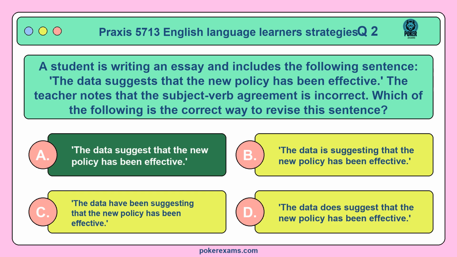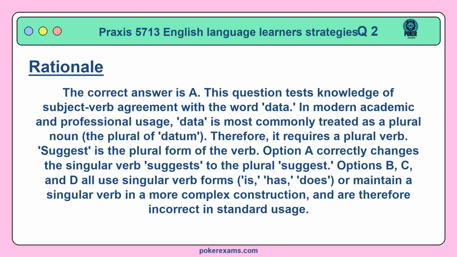The correct answer is A. This question tests knowledge of subject-verb agreement with the word data. In modern academic and professional usage, data is most commonly treated as a plural noun, the plural of datum. Therefore, it requires a plural verb. Suggest is the plural form of the verb. Option A correctly changes the singular verb suggests to the plural suggest. Options B, C, and D all use singular verb forms, is, has, does, or maintain a singular verb in a more complex construction, and are therefore incorrect in standard usage.